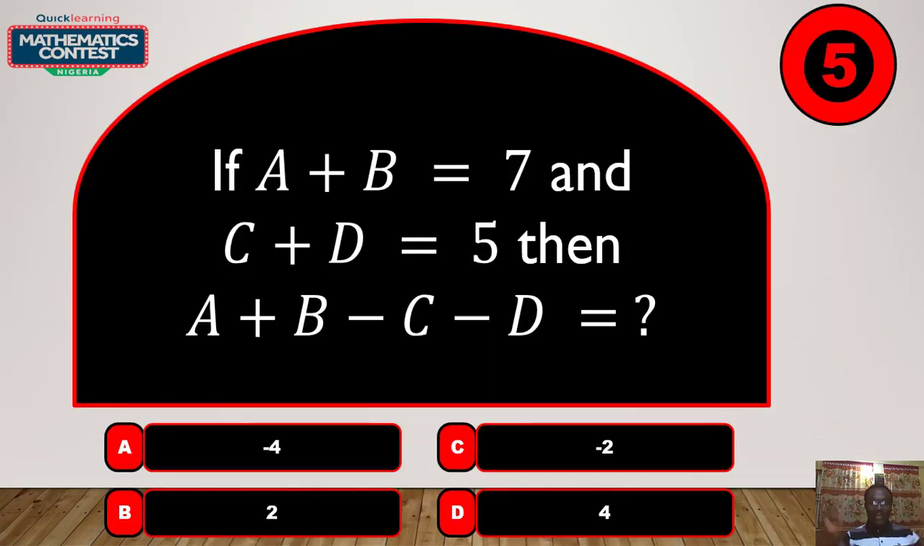Time's up. Mr. Awesome, how can we solve this in 5 seconds? It's actually simple. This is a plus b, which is 7. This is minus c minus d. What was done? This term was multiplied by a minus sign, minus 1. If I multiply this by minus 1, what I have is minus c minus d. Then here becomes minus 5. So 7 minus 5 is 2. So the answer is 2.